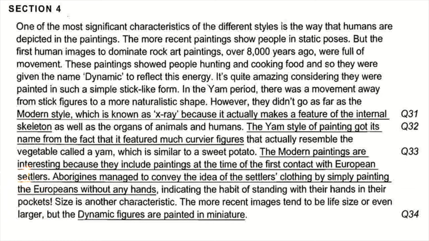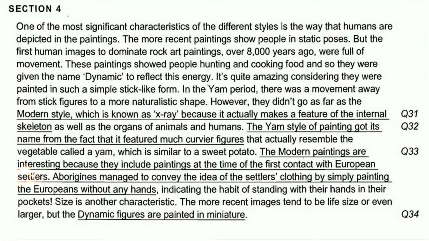One of the most significant characteristics of the different styles is the way that humans are depicted in the paintings. The more recent paintings show people in static poses, but the first human images to dominate rock art paintings over 8,000 years ago were full of movement. These paintings showed people hunting and cooking food, and so they were given the name dynamic to reflect this energy. It's quite amazing considering they were painted in such a simple stick-like form.